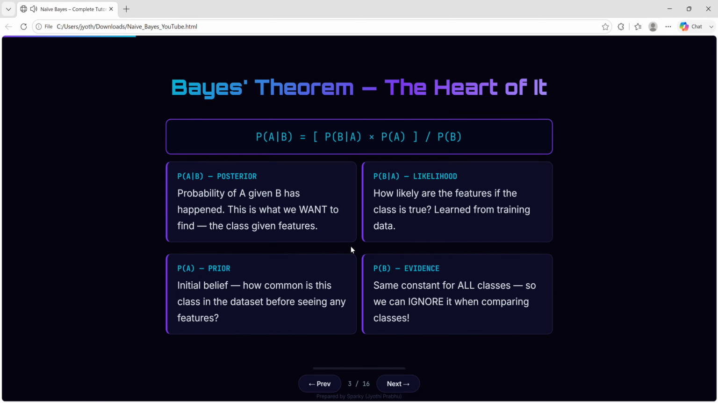Bayes' theorem is the heart of this algorithm. P of A given B equals P of B given A, times P of A, divided by P of B. P of A given B is the posterior, what we want. P of B given A is the likelihood from training data. P of A is the prior, how common is this class? And P of B is the evidence, the same constant for every class, so we can ignore it.